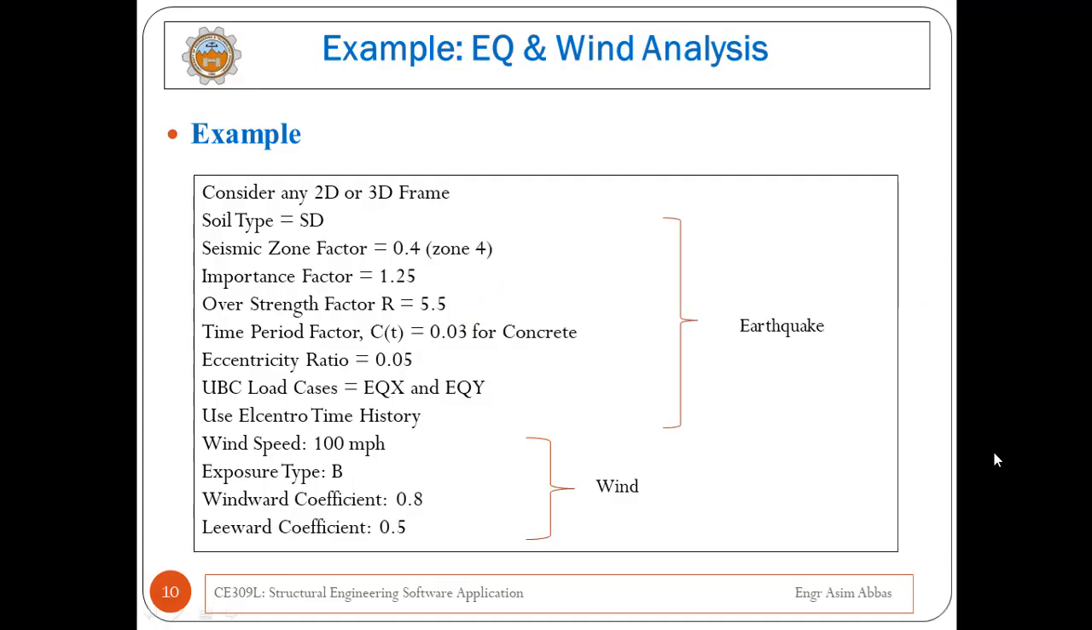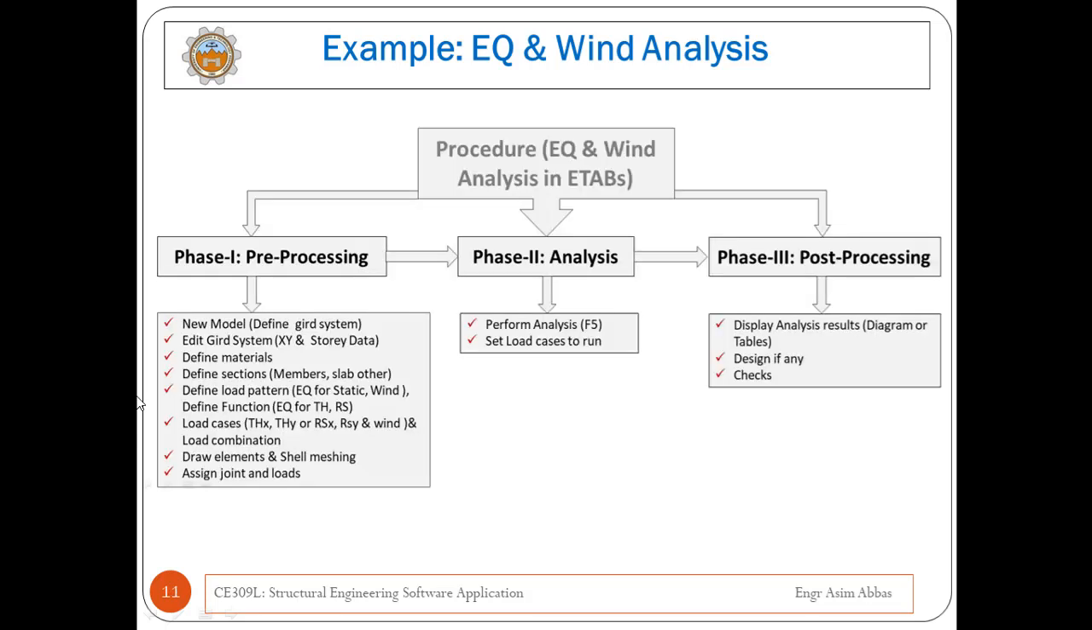Now an example on earthquake and wind analysis. So I will consider any 2D or 3D frame structure, and I will use the following data for earthquake analysis, for both static and dynamic, including time history and response spectrum. And for wind load analysis, I will use the following data. Okay, the following procedure will be adopted for earthquake and wind load analysis in ETABS. So all the steps are the same as I have discussed in lecture number 11, but there are a few steps that are different in case of earthquake and wind load analysis. So I will discuss only that.